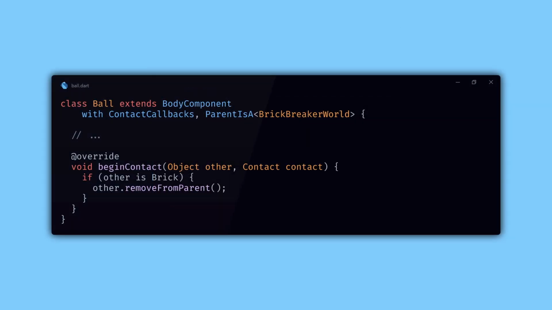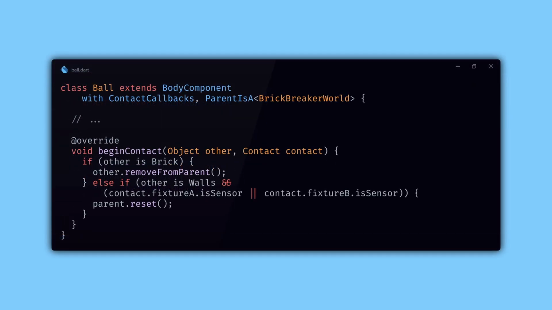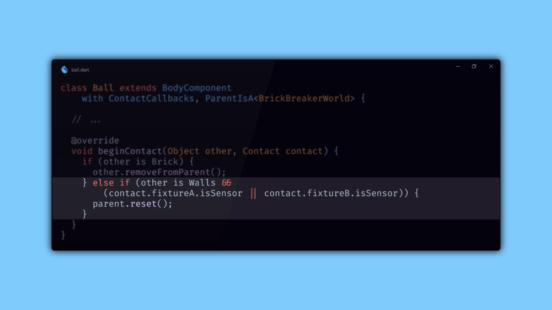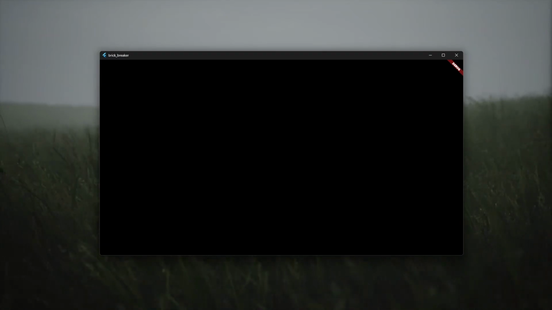In the ball class, we add the ParentIsA mixin with the type as BrickBreakerWorld. This mixin exposes a parent getter which returns the parent component with the given type if it is valid. Then in beginContact, we check if the other component is of type Walls and if any of the two colliding fixtures is a sensor. If so, we simply call the parent.reset method. If you run the game now, you'll notice that the game resets every time the player misses the ball.